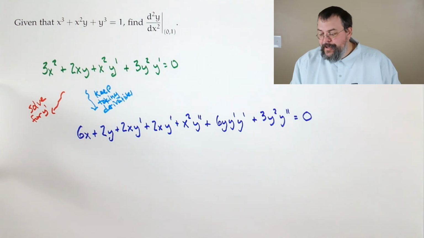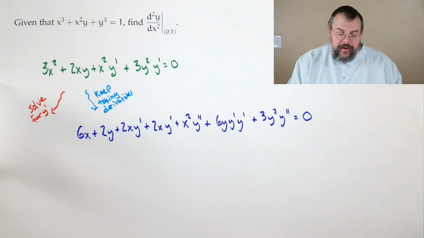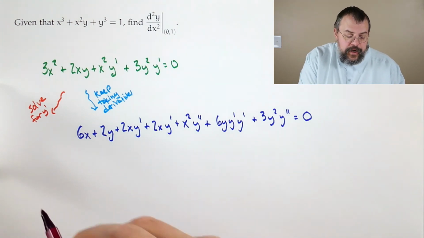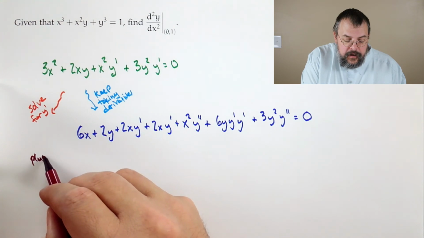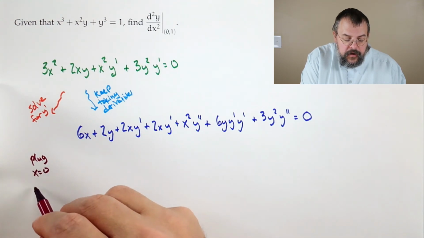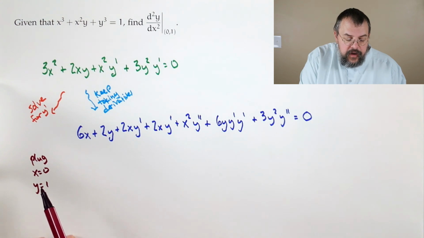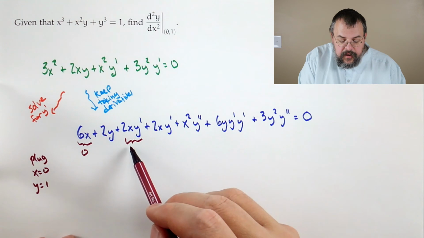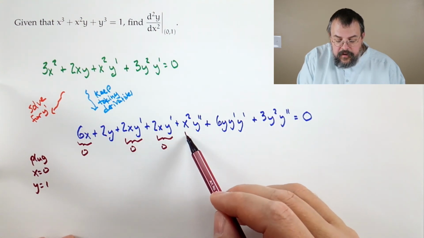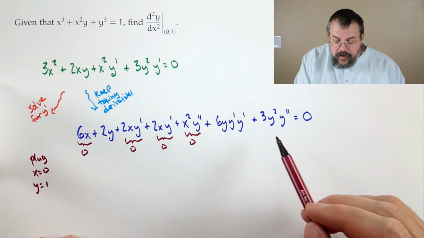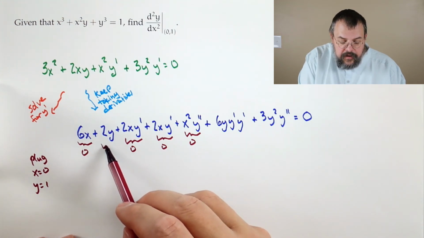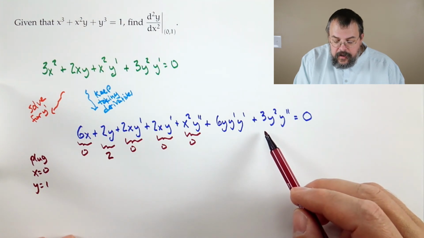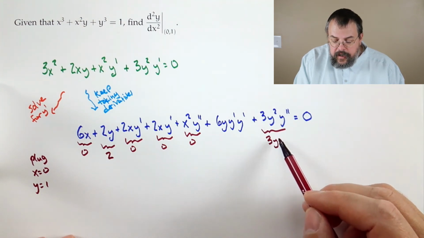Now, what do we do? Well, our next thing is, now that we have a relationship, let's figure out what's true. So, we're going to plug in x equals 0, y equals 1. So notice, anything with an x, that's going to become 0. So that's going to become a 0, that's going to become a 0, that's going to become a 0, that's going to become a 0. Okay, 2y. Well, that's 2 times 1, so that's a 2. Here, this would become 3y double prime.